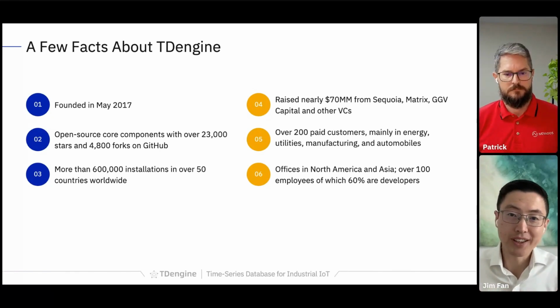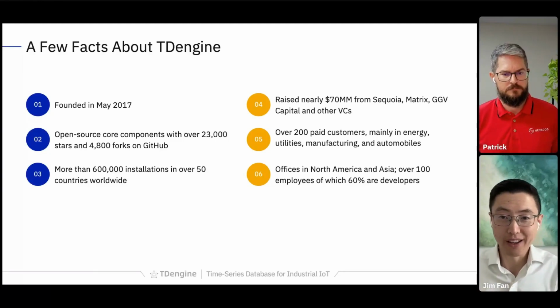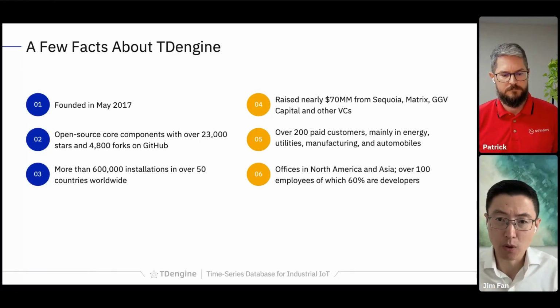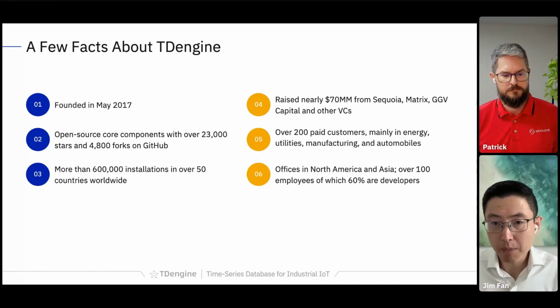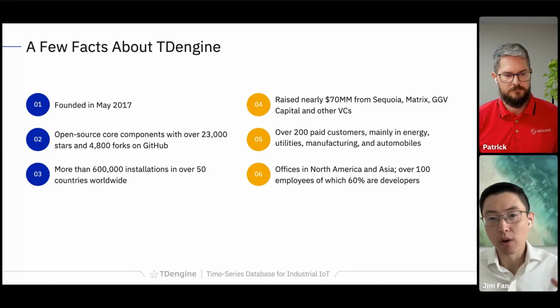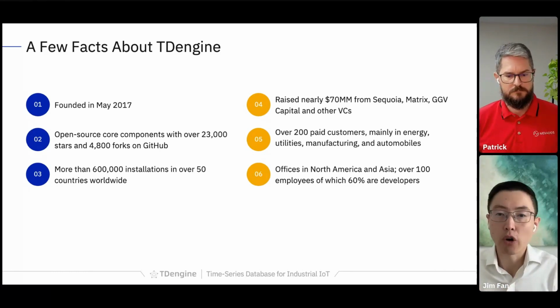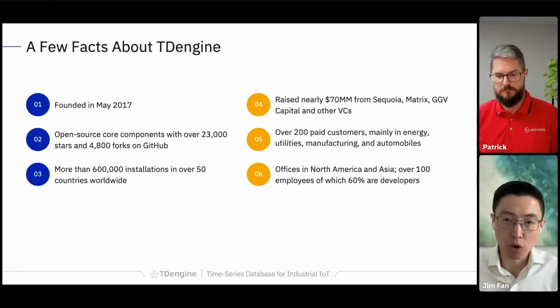And we have offices in North America and Asia with over 100 employees right now, of which more than 60% are developers. So we have more than 60 developers at this point improving TDengine at a very rapid pace. Along with them, our huge number of actual users all contribute to the improvement and development of our core code.